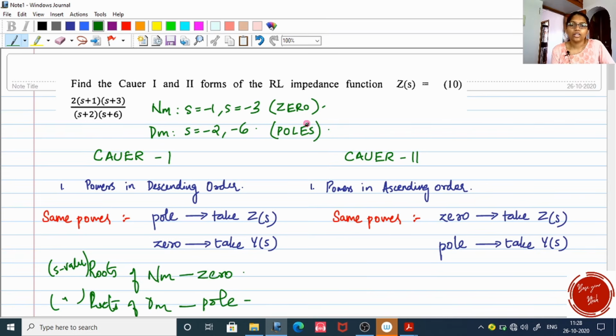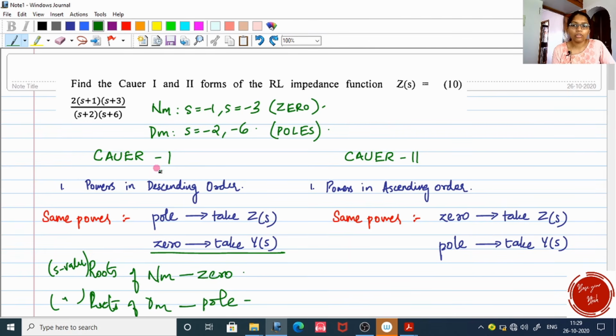Okay. So after writing the zeros and poles, you have to identify which root is nearby to the origin. That is, here s equal to -1, -3, -2 and -6. Which is nearer to the origin? s is equal to -1. So if a zero is nearer, you have to choose y of s. If a pole is nearer to the origin, then you have to choose z of s. That is for Cauer 1. Okay. So for this question, we have the zero nearer.